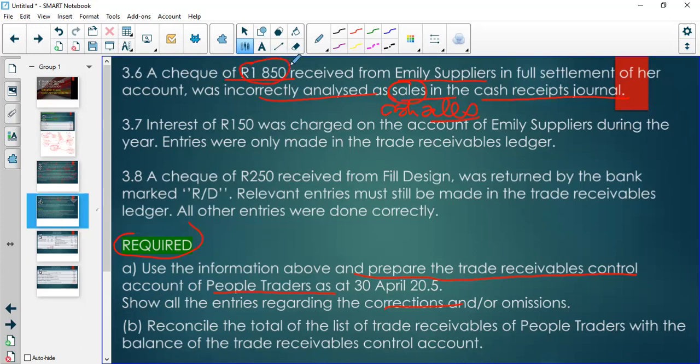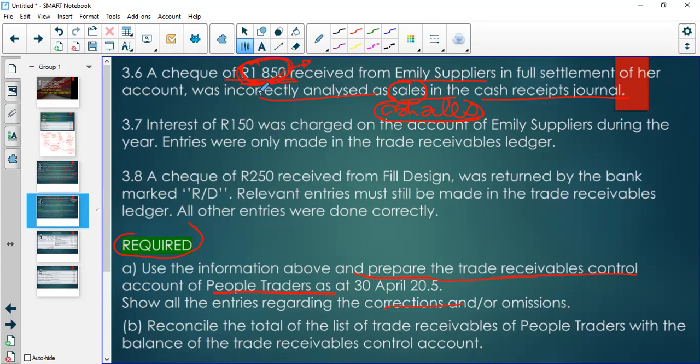Because what it means is this was a cash sale received. So in other words, based on the records, Emily Suppliers haven't paid us, because we said this was a cash sale. It should have been put under the trade receivables column, where we record our debtors, where we record our trade receivables paying back the money. But unfortunately, this was not recorded under the correct column. So in other words, this guy still owes us according to the records, but he paid.